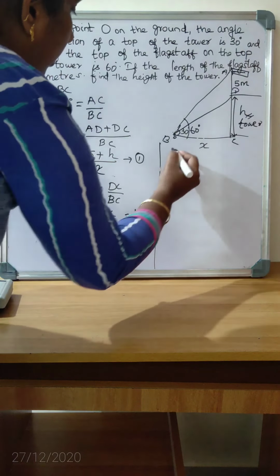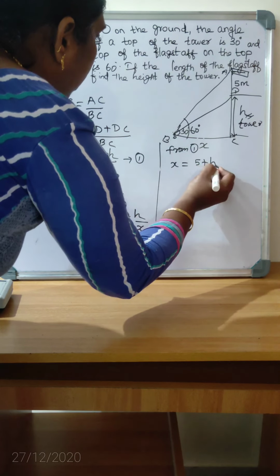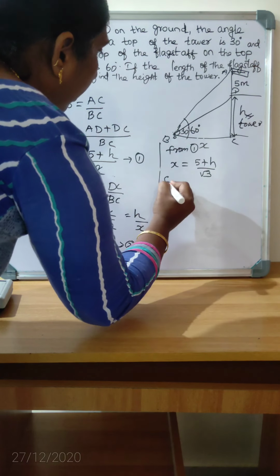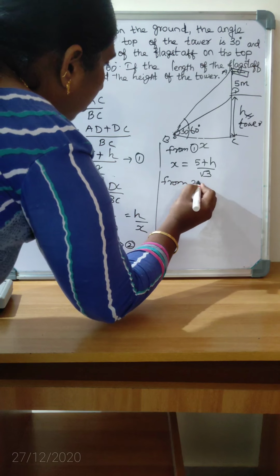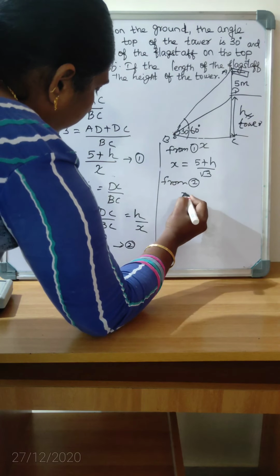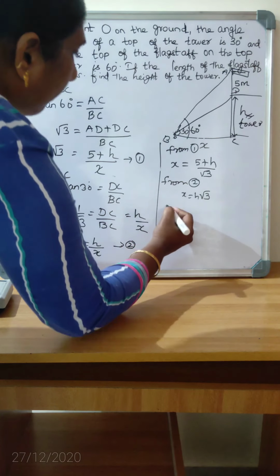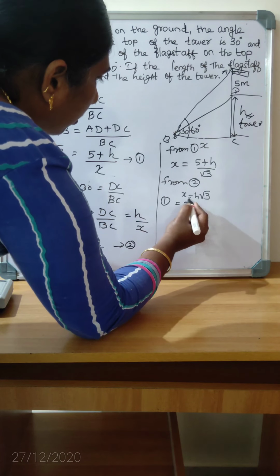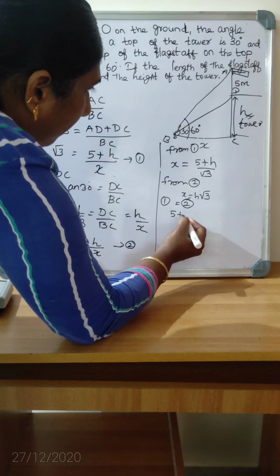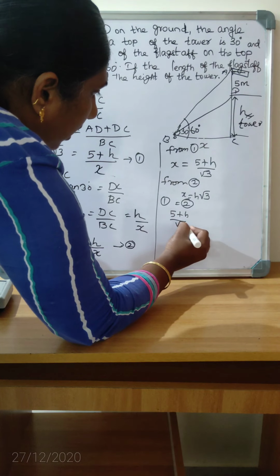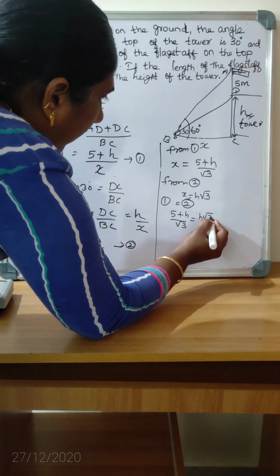From equation 1, you can write X equal to (5 plus H) by √3. From equation 2, you can write X equal to H√3. So I am going to equate 1 and 2. So (5 plus H) by √3 equal to H√3.